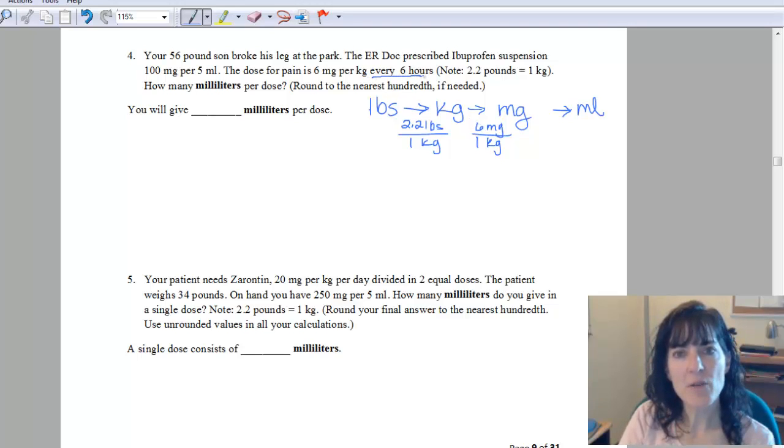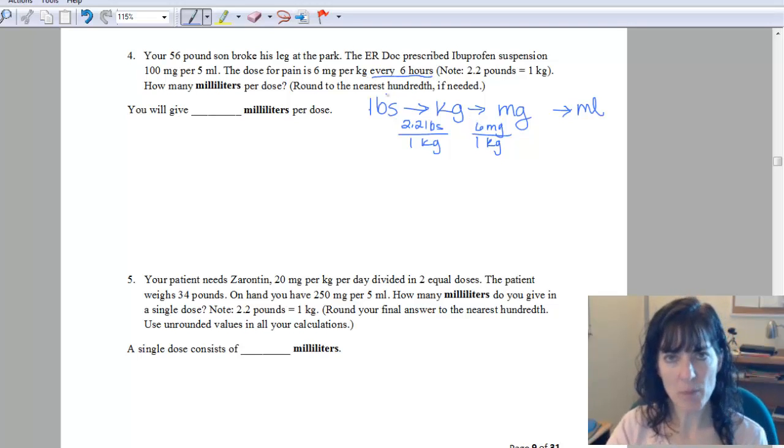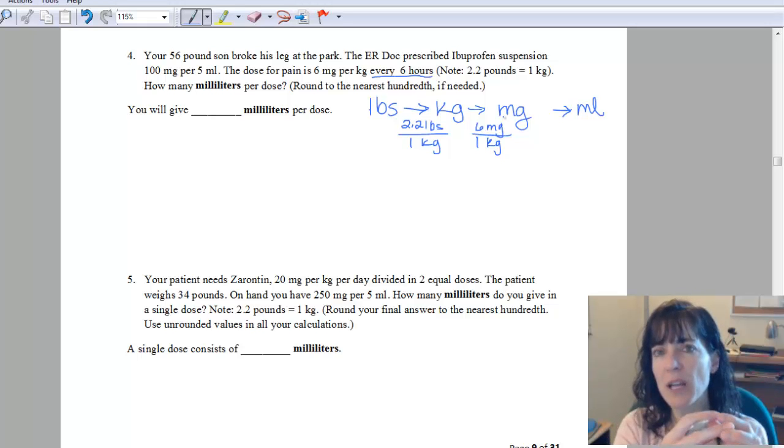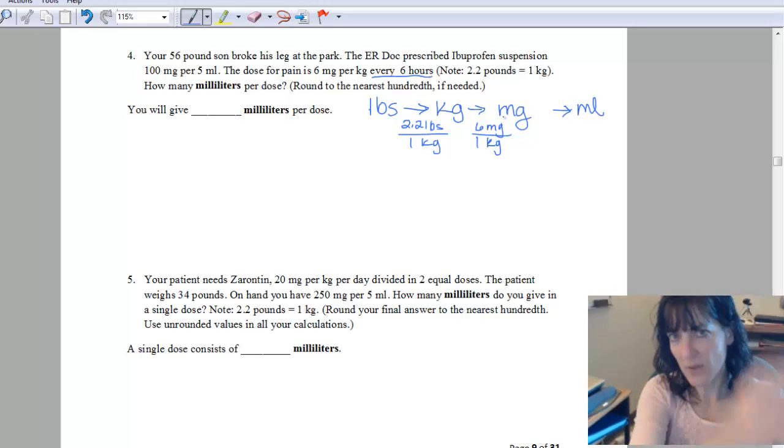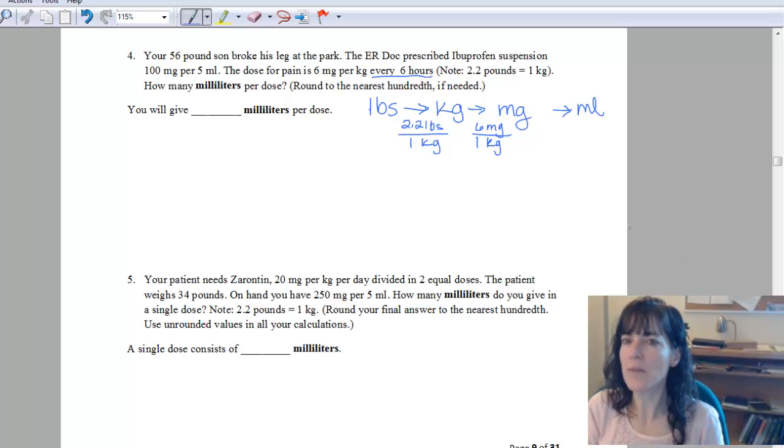And it says every 6 hours. Now I want to talk about that just briefly. If I needed to divide by 6 at the end, it would say something like in 6 divided doses. But because this one just says every 6 hours, whatever it's telling you to give, that's how much you're going to give every 6 hours. So we don't have to make any divisions at the end. We'll just leave it in milligrams per kilogram and then switch to milliliters and do no divide by 6.